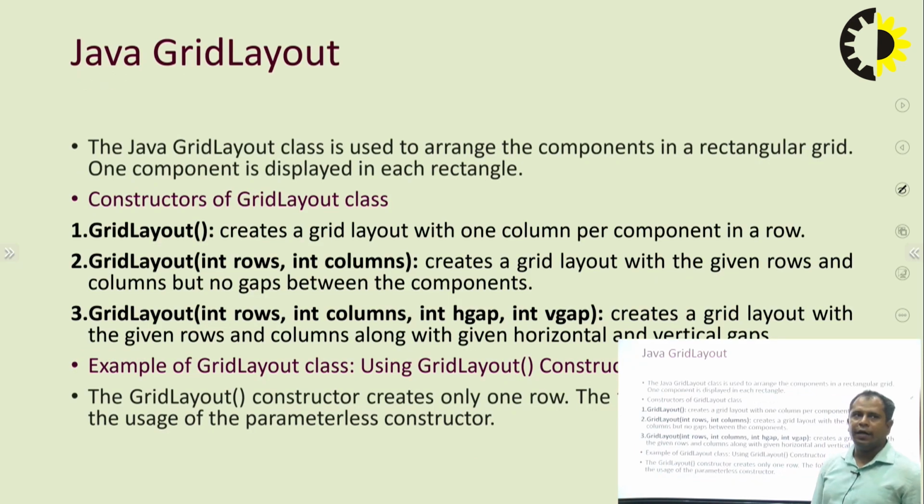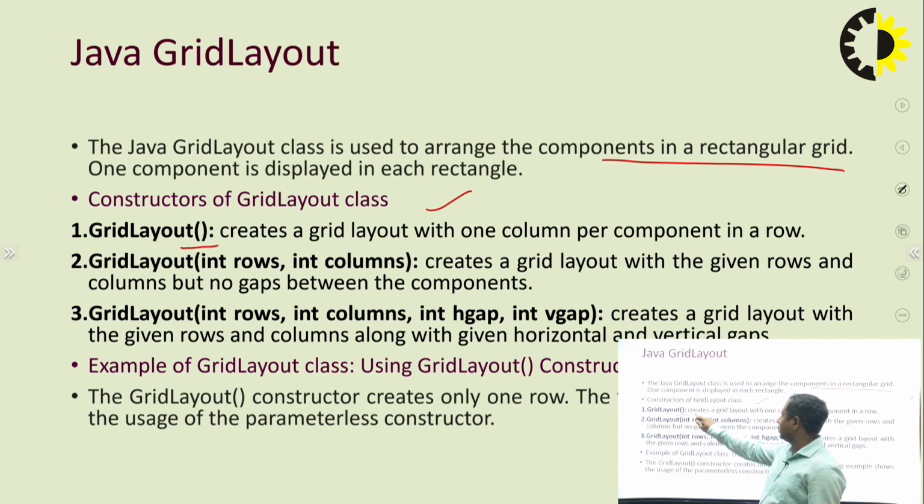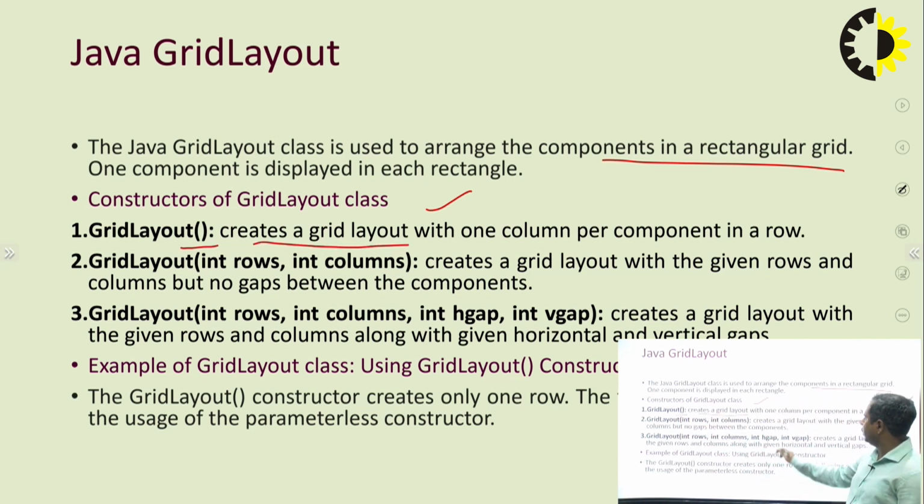Next, Java grid layout. What is Java grid layout? The Java grid layout class is used to arrange the components in a rectangular grid. One component is displayed in each rectangle. Constructors of the grid layout class. There are some constructors of the grid layout class. First is the default constructor, which creates a grid layout with one column per component in a row.